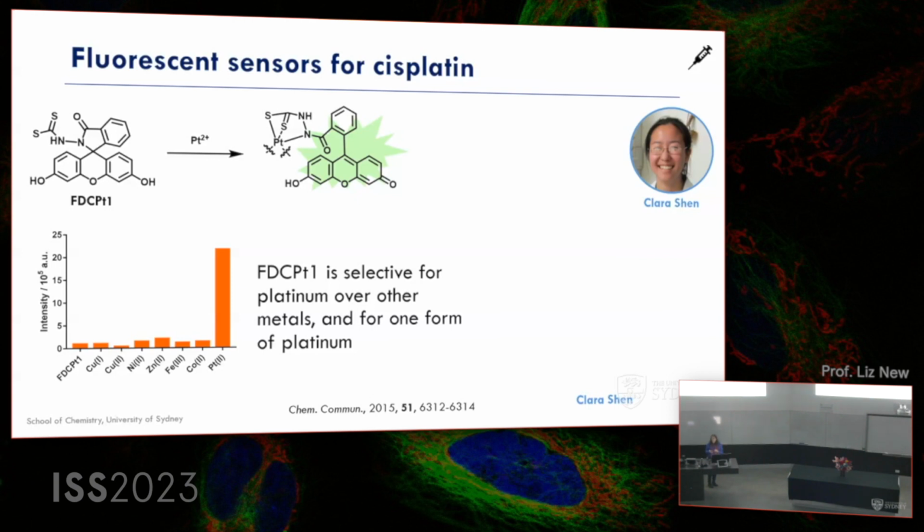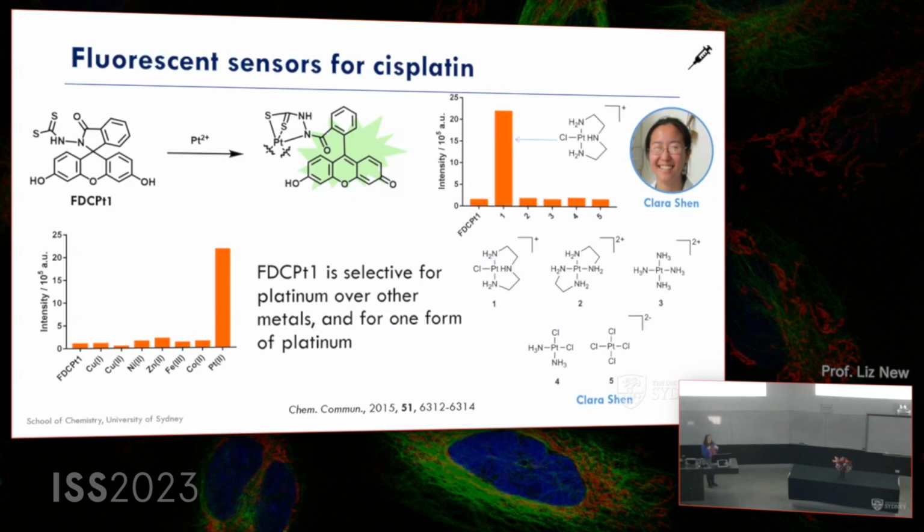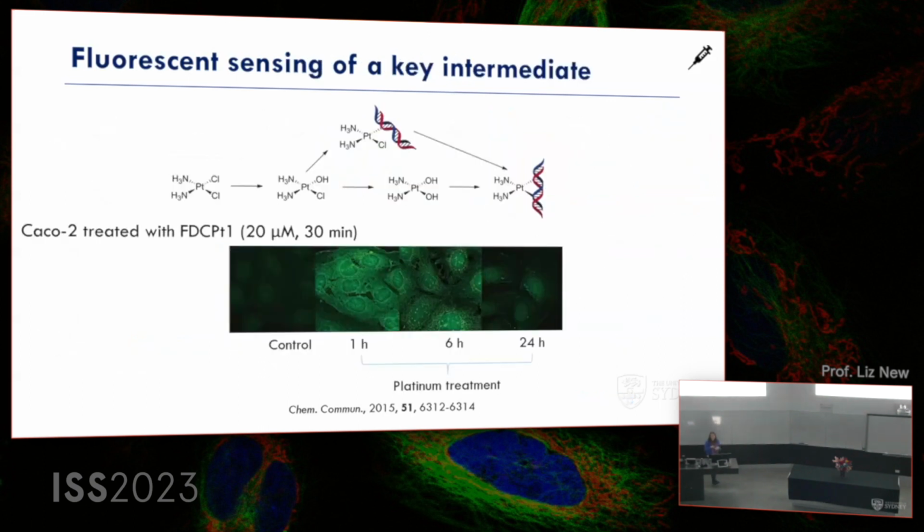But it's not only responsive to just platinum, it's actually only responsive to one form of platinum, this particular compound here. And this compound is actually a metabolite of cisplatin. So what we're measuring is this sort of compound here, where platinum is partially bound to DNA, but not completely bound to DNA. So we have a sensor that tells us how effective the platinum is being. Is it starting to be metabolized in the cell and bind to DNA? And here you can see we get greatest fluorescence after 1 hour and 6 hours, and then by 24 hours, the platinum is all bound to the DNA, no longer has any effect.